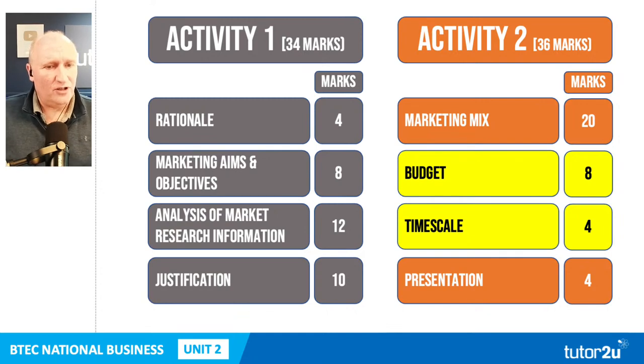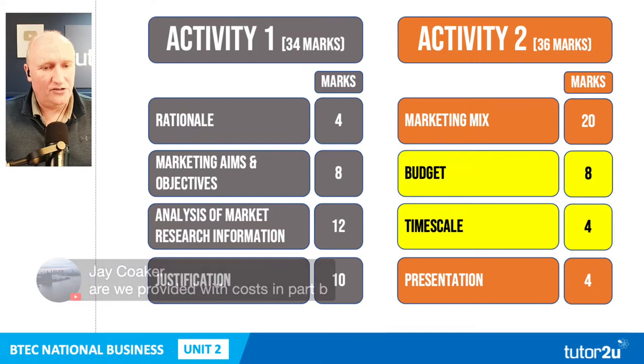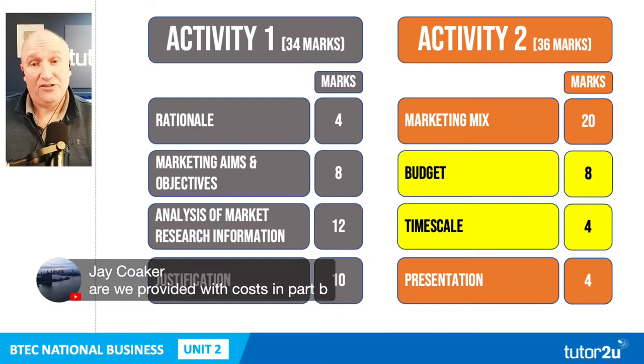Okay, what have we got? A couple of questions. Jay's asking, are we provided with costs in part B? The answer is you are provided in the research pack with a couple of pages of illustrative costs for a sample of different promotional activities, for example, advertising on TikTok, or running a stand at a farmer's market. Use those if you wish, but you don't have to. You can bring your own costs and your own promotional activities into your campaign.